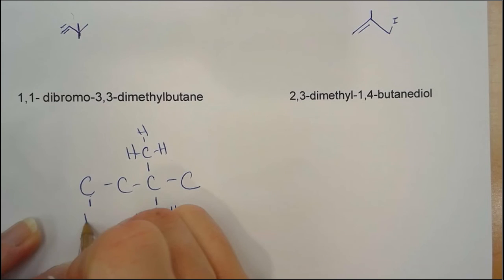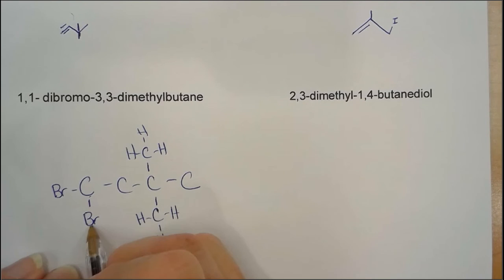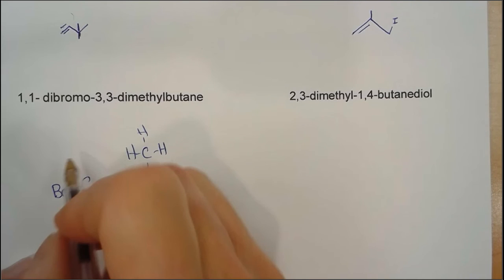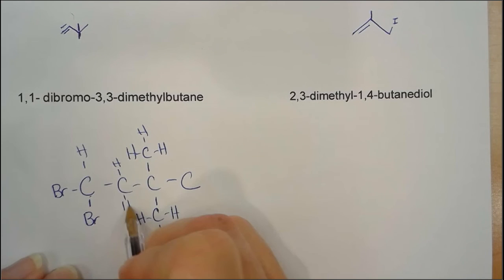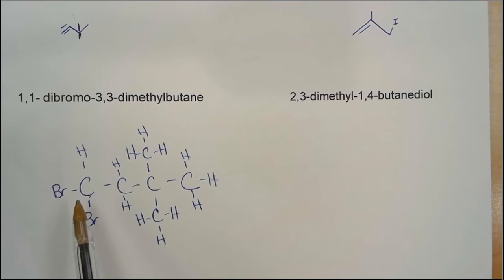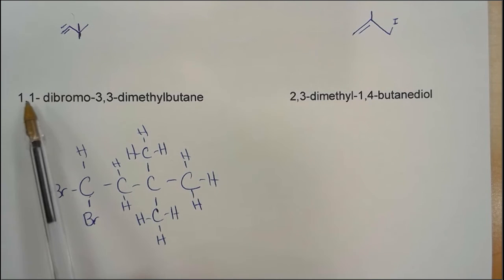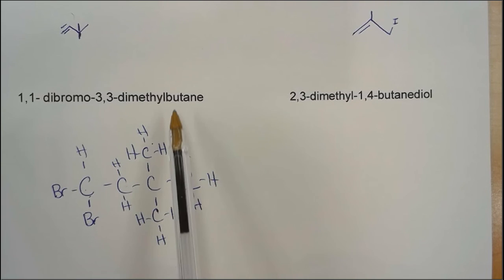Again, I can put in lone pairs if I choose. I'm not going to do that this time. Fill in my hydrogens. So looking at this again, let's make sure we know what we're doing. 1,1-dibromo. This is the second carbon, nothing is on it. This is the third carbon, and it contains 2 methyls. I've got a total of 4 carbons in my main chain, all single bonded, hence the ending butane.